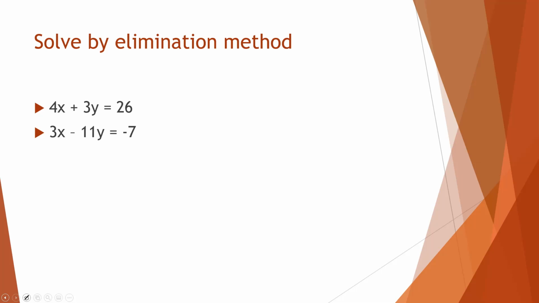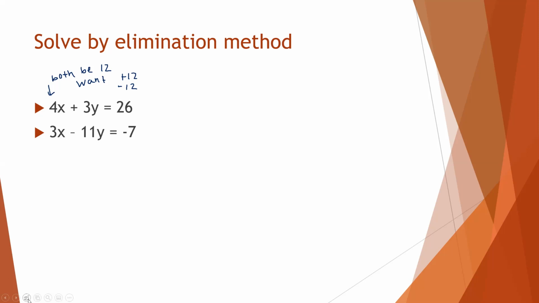So when I look at the coefficients in front of the x, I could see that I could strategically multiply and they could both be 12. I would actually want one of them to be positive 12 and one negative 12 so that they would add to 0.